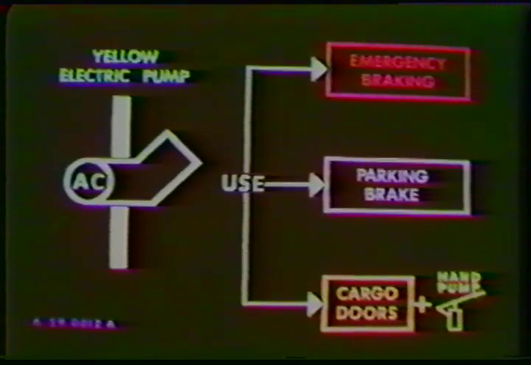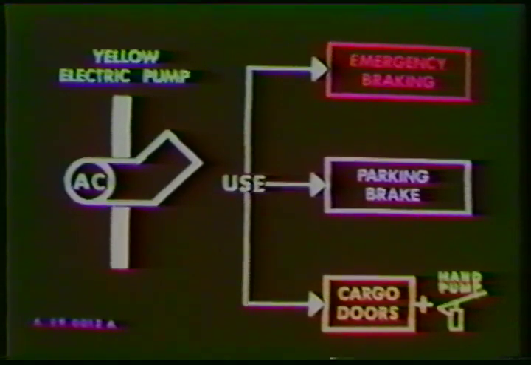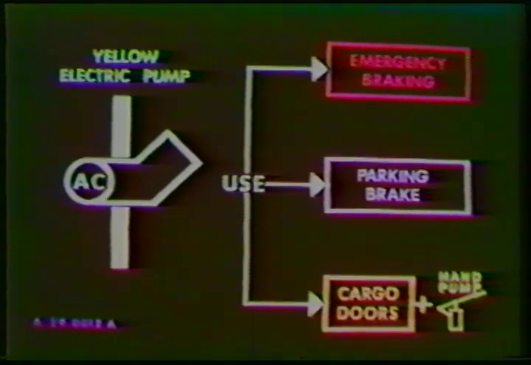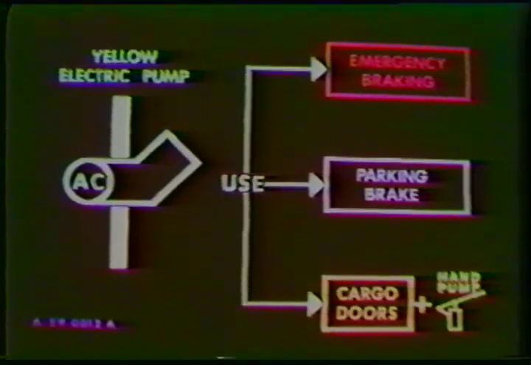A backup electric pump partially supplies the yellow system. It is used to charge two accumulators for emergency braking and the parking brake. It is also used in conjunction with a hand pump to operate cargo doors.